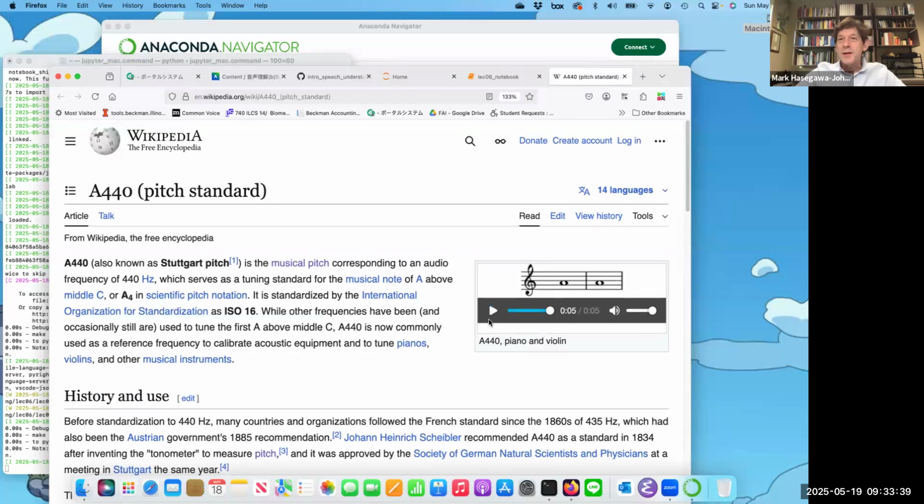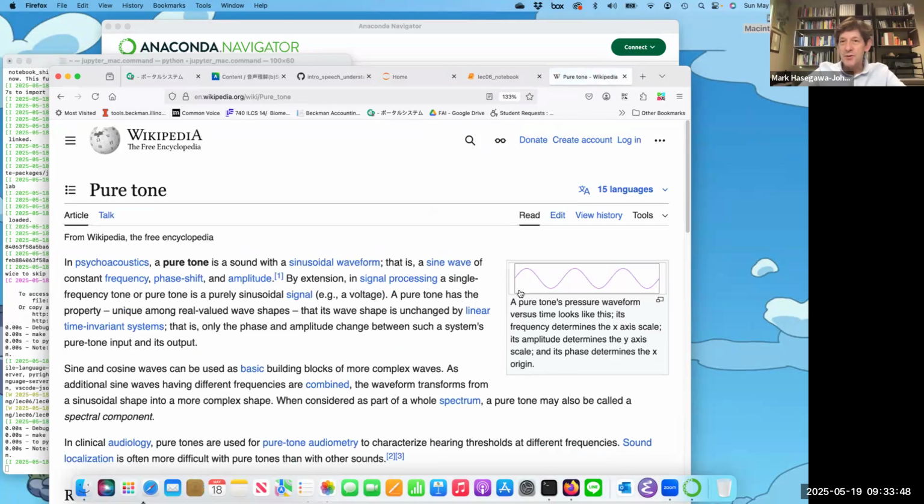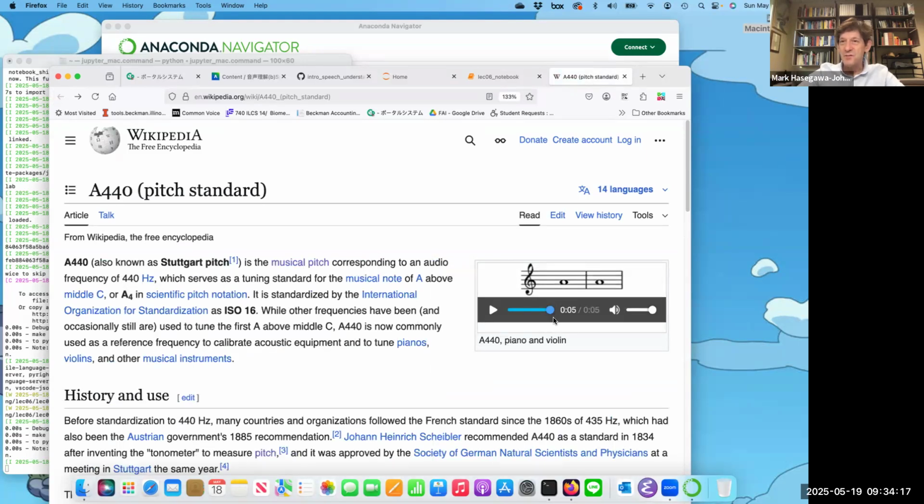So we can actually look up on Wikipedia what Wikipedia says about pure tones because that will be interesting. According to Wikipedia, pure tone's pressure waveform versus time looks like this. It looks like a sine wave or a cosine. So a single frequency pure tone is variation in the air pressure. The air pressure at any given point in space becomes more intense and then less intense and then more intense and then less intense in a sinusoidal fashion, as shown here. And the A440 note that we just listened to gets progressively more and less intense 440 times per second. That's why it's 440 hertz.